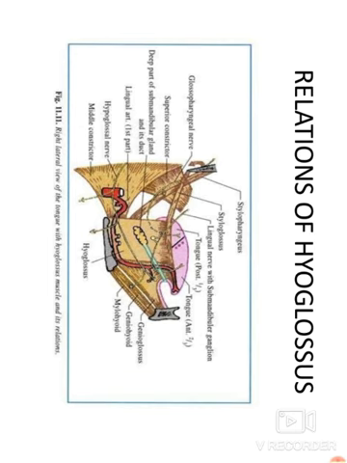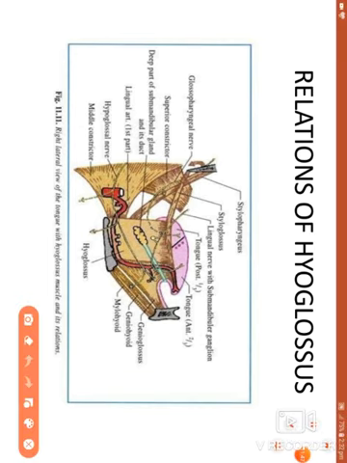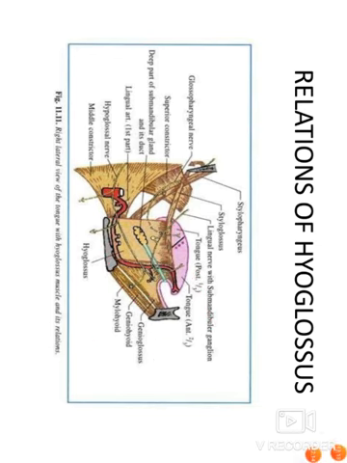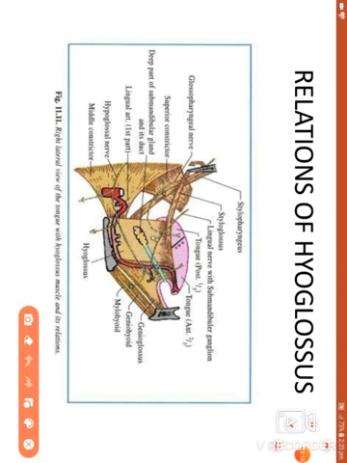Then next is the relations of this hyoglossus. Here you can see this is the lateral view, anterior aspect, and this is the posterior aspect. This is the hyoid bone. The tongue, you can see. Here part of the mylohyoid is there. This is the genioglossus. This muscle is the hyoglossus which extends from this hyoid bone to the side of the tongue. Then we'll say the relations: structures that lie superficial to the hyoglossus muscle, and structures that lie deep to it.